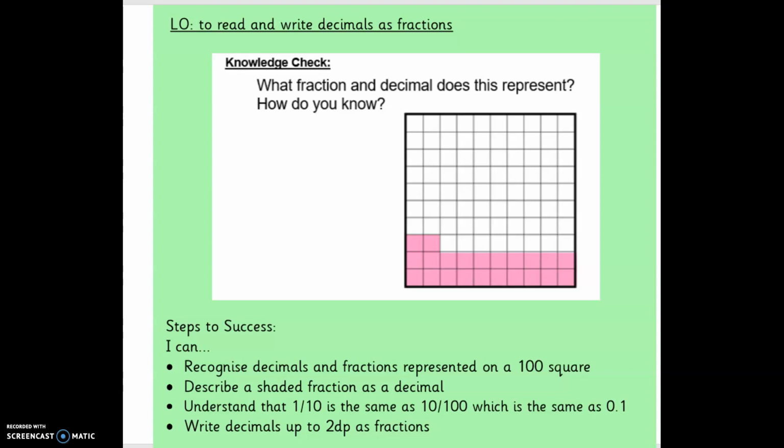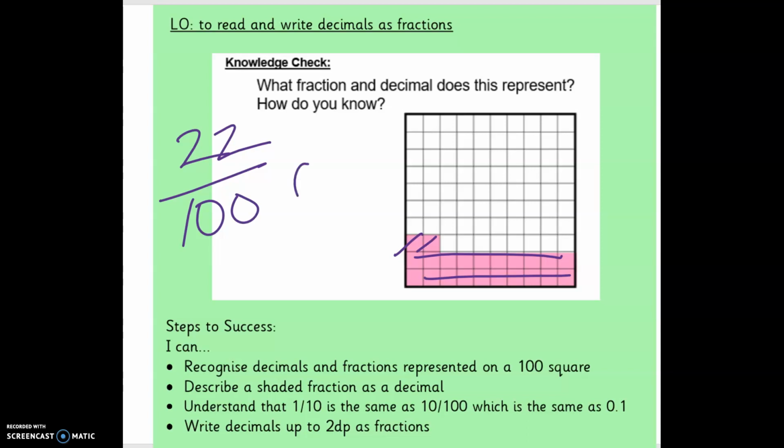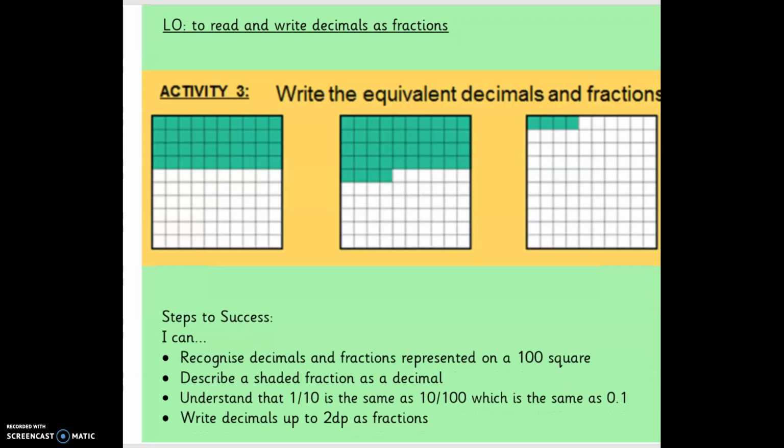Hopefully you managed to have a go. So I can see I've got 2 rows of 10, which means I've got 20 plus another 2. So I have got 22 over 100. I know from yesterday that if I was to draw my place value grid, I can't have anything in the thousandths column if I've got hundredths. So I know I'm going to have 0.22 as my decimal.